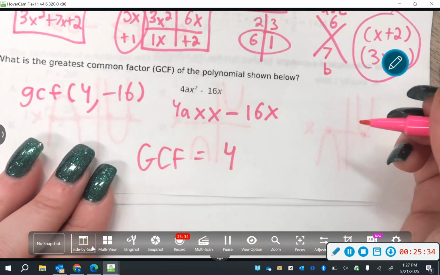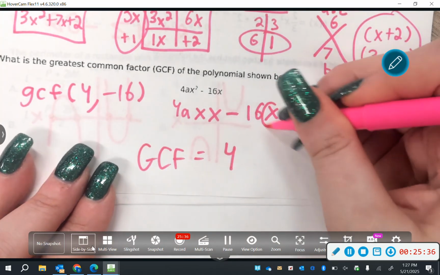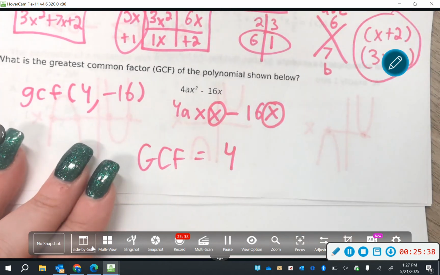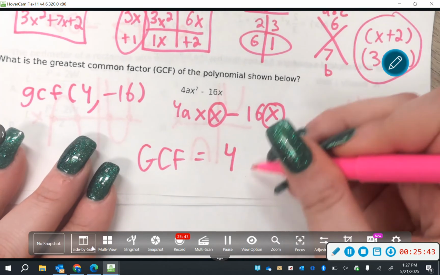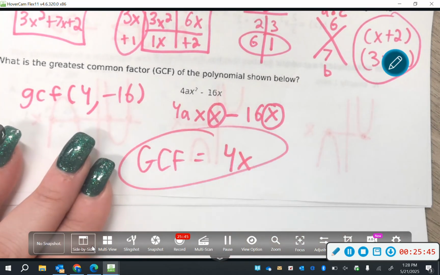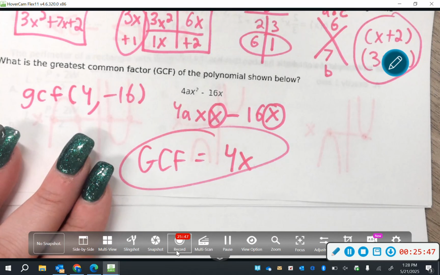Is there anything else they both have in common? Yes. They both also have an x in common. It can't be x squared, because they both don't have 2 x's. They both have 1 x though. Our GCF is 4x. See you in the next one.